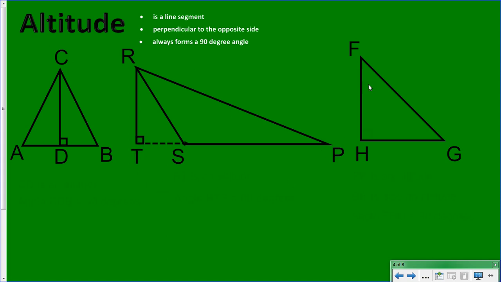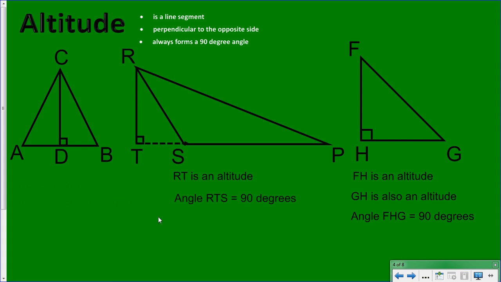Okay. Now here, FHG, this looks like a right triangle. Now in this case, how many altitudes do we have? We actually have two. We have FH and we have GH, because both of them form that 90-degree angle. So like we said, FH is an altitude and GH is also an altitude because they form that right angle. Here we said RT was our altitude, because RTS forms a 90-degree angle, and here CD is our altitude because angle CDB is 90 degrees as well.